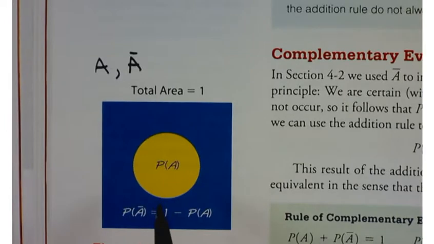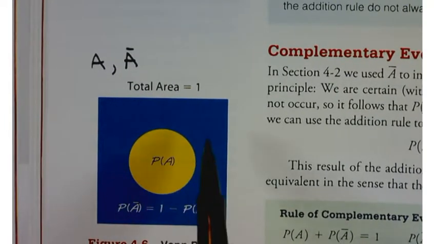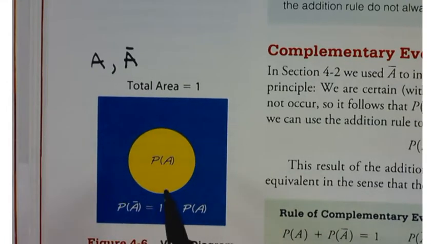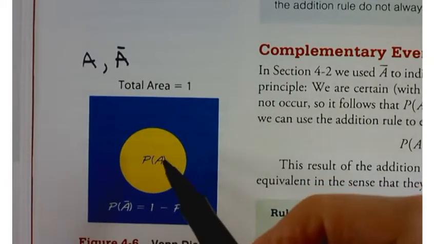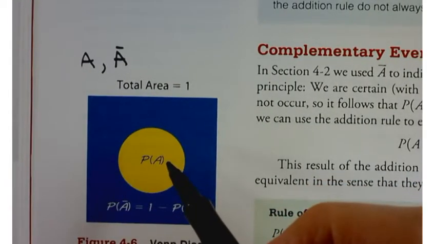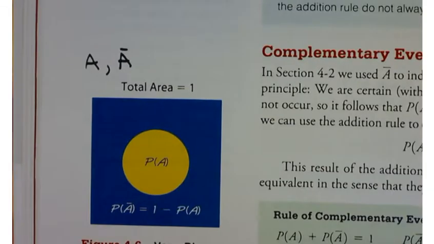In this case, here's event A, it's everything in yellow. Here's event B, it's everything in blue. So you're one or the other. Can you be both at the same time? No. Sorry, Spartan fans, there's no green here. But it's one or the other.